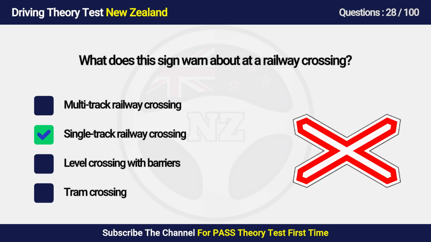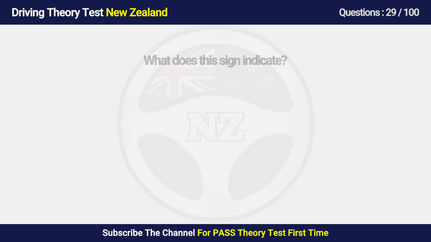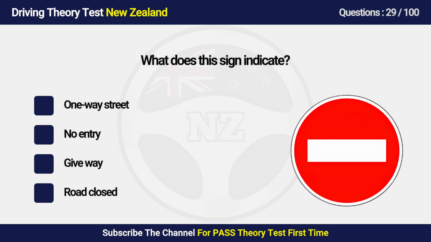Answer is B. Railway crossing. This warning sign indicates an upcoming railway crossing without barriers, requiring drivers to look and listen for trains before crossing. Question 29. What does this sign indicate? A. One-way street. B. No entry. C. Give way. D. Road closed.